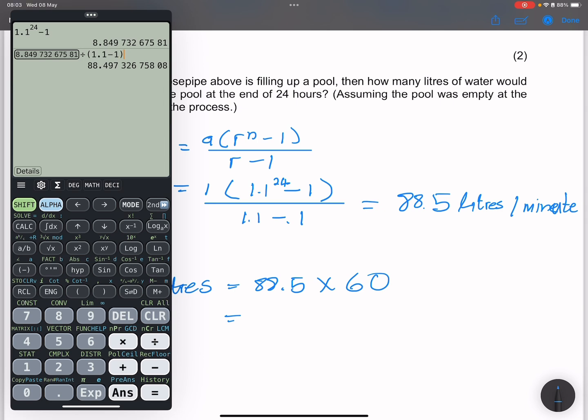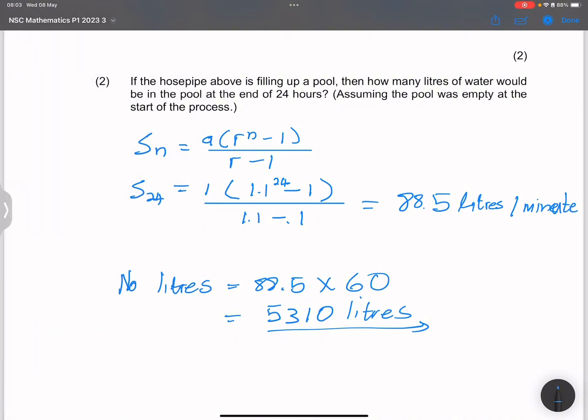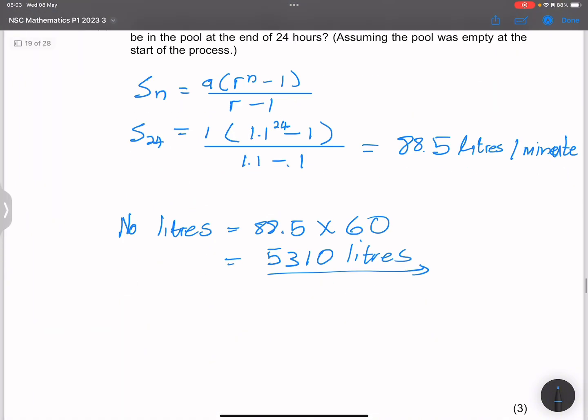We did that for 24 hours, but now we're going to take that value and multiply it by 60. So I get an amount of 5,300, let's say 5,310. Let's say that's the amount of liters that would be in the pool in those many hours. Right, let's go to the next question.